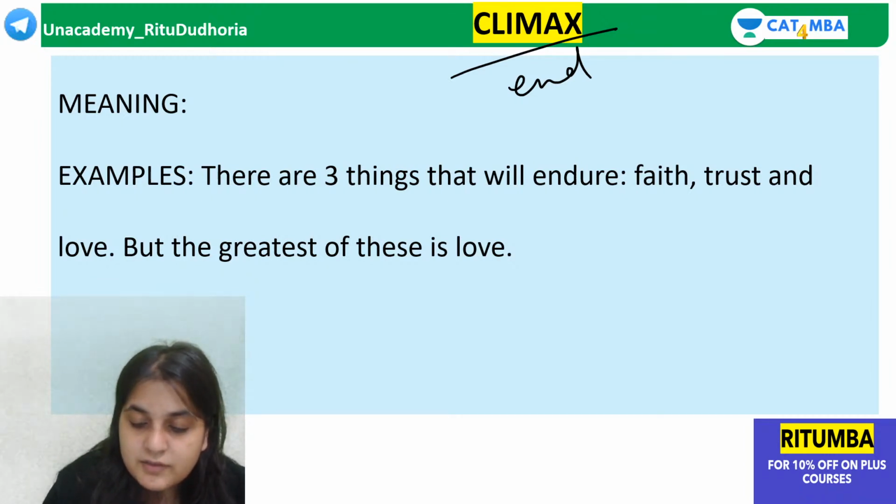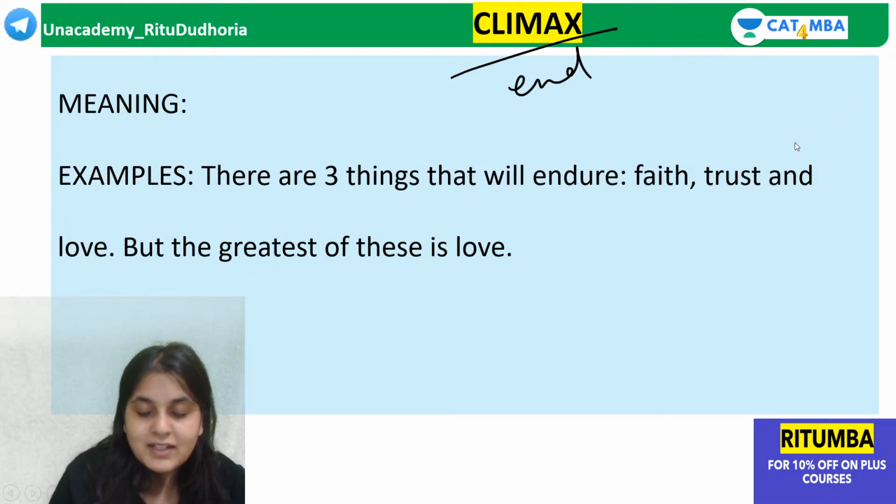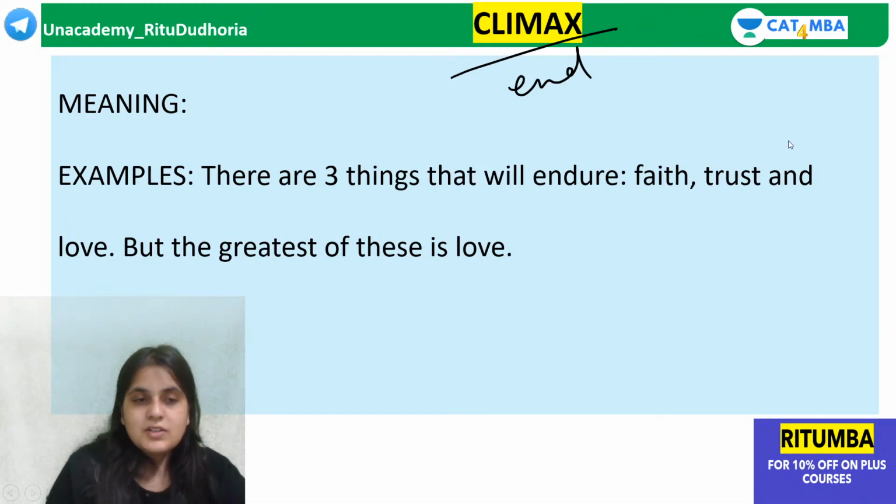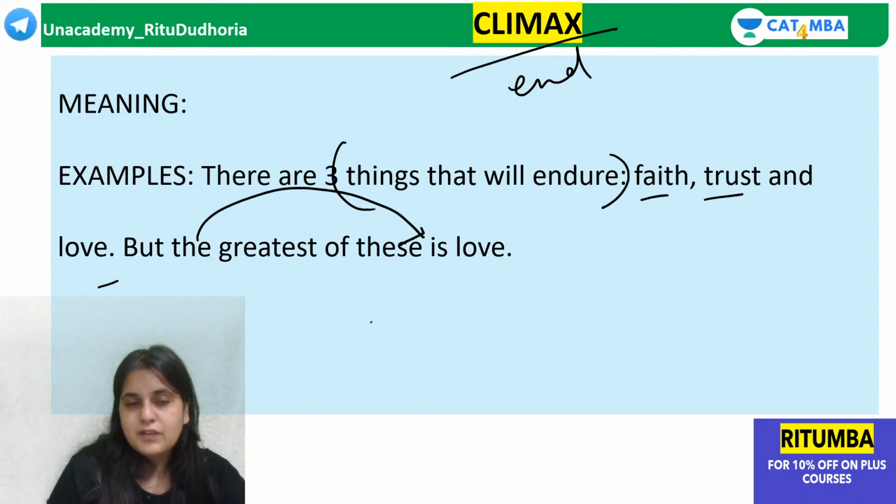Okay, so guys, climax basically means end. Look at this: there are 3 things that will endure: faith, trust and love. But the greatest of these is love. What is climactic here? We will see climax, and we will also see anti-climax.